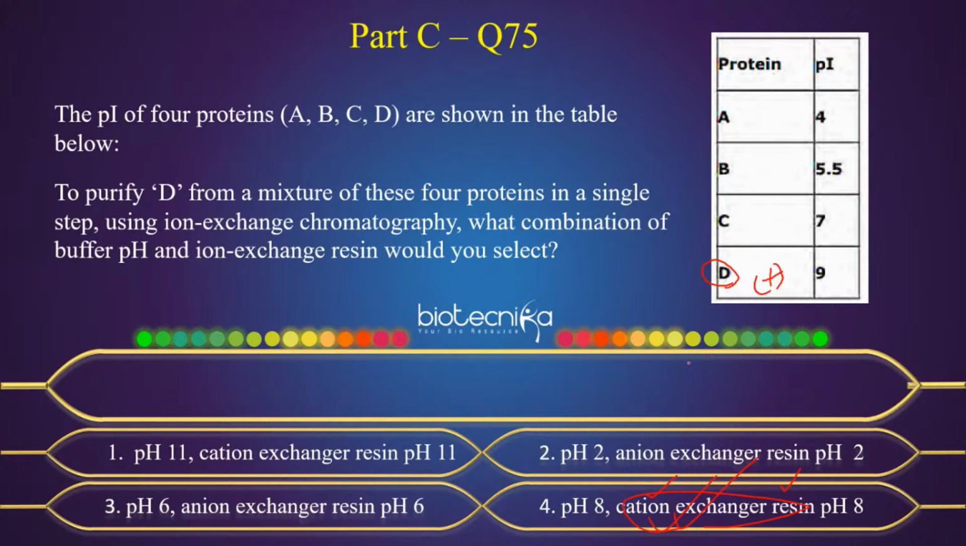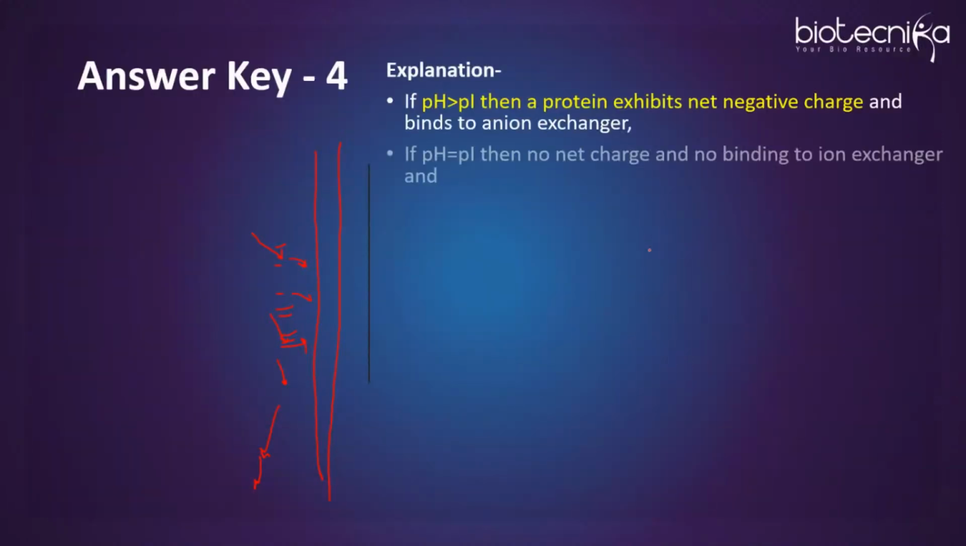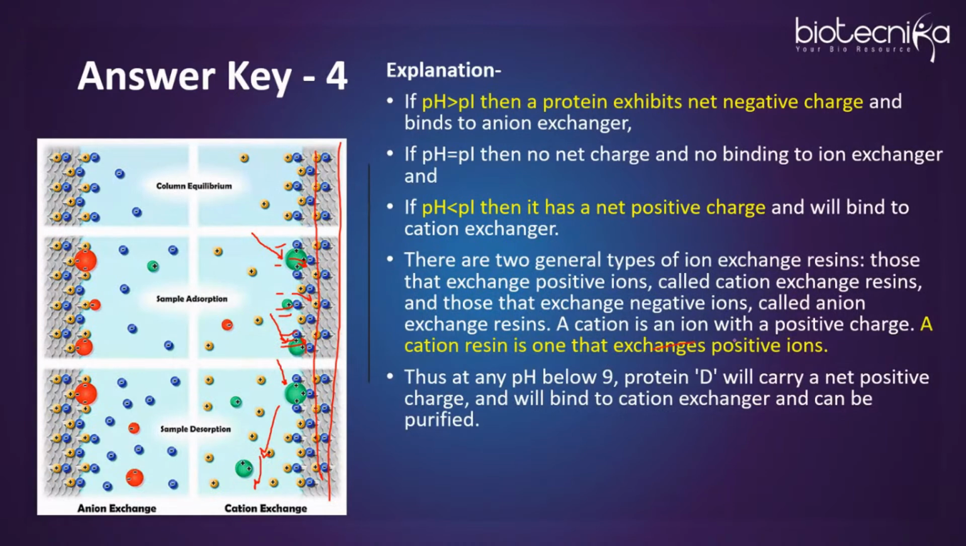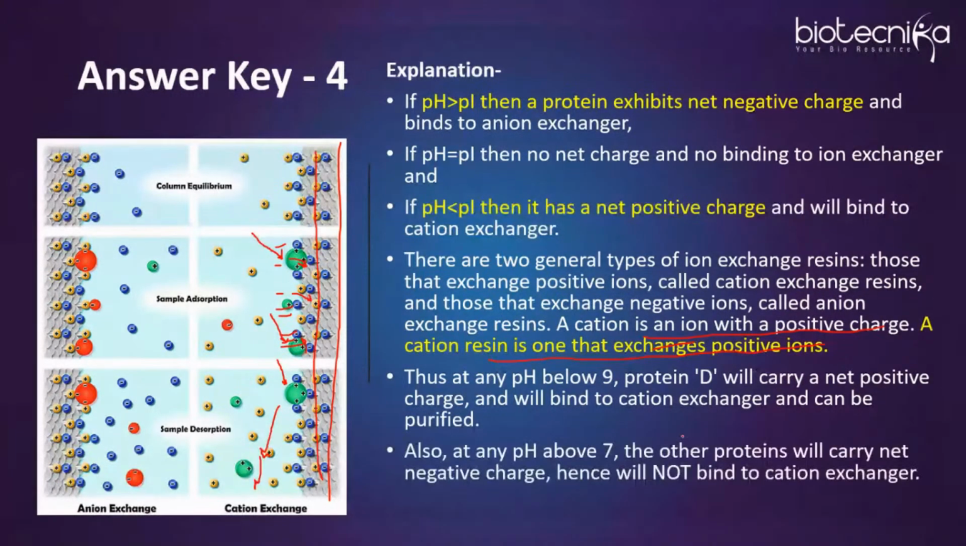I hope that is clear to all of you, right? There are two types of exchangers. A cation is an ion with positive charge, and a cation resin is one that exchanges positive ions. Got it? So basically, at any pH below 9, protein D will carry a net positive charge and will bind to the cation exchanger and can be purified. Also at any pH above 7, the other proteins will carry net negative charge, hence will not bind to the cation exchanger. The other ones which are negatively charged will pass through.